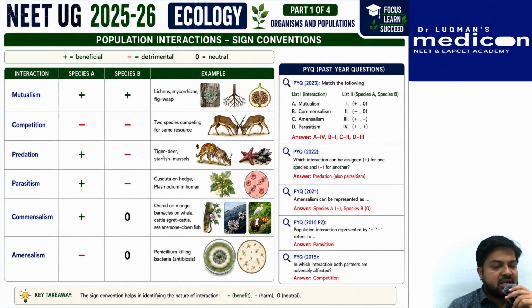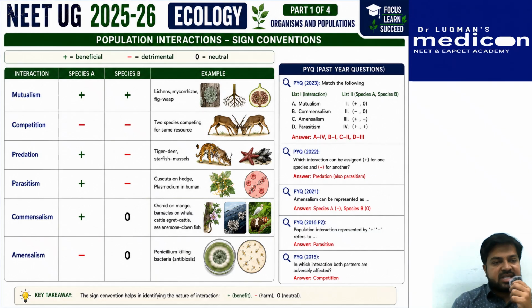In the same way, parasitism: the organism which is living inside the host, that is the parasite, will be beneficial, positive sign, and the host will be detrimental, that is negative sign. Commensalism, where one species has a benefit, but the other species has zero effect, no positive effect, no negative effect. Amensalism, in which the species A, the first species, is negative, and the species B has a zero effect on it. We are going to see examples again.